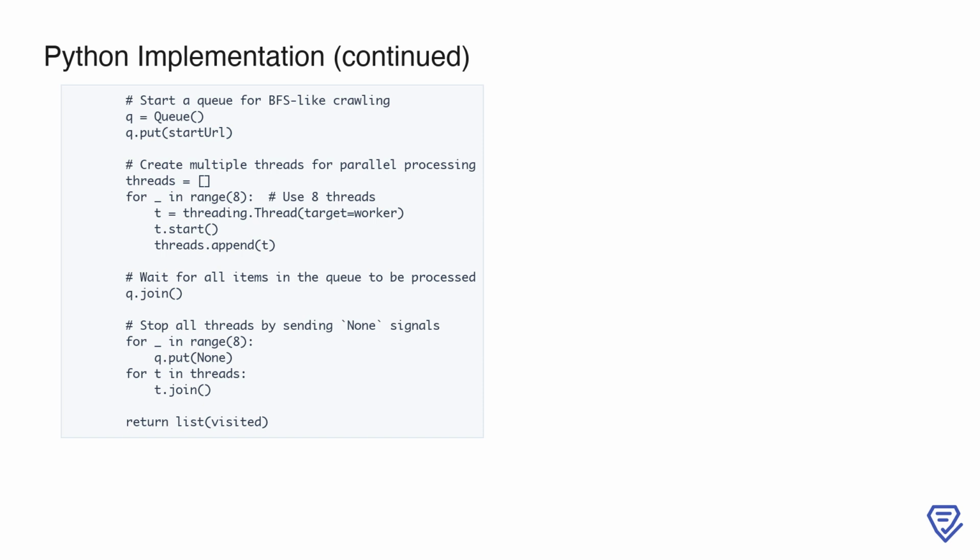Once all URLs have been processed, signaled by the queue being empty, we send a None signal to each thread to indicate that they should stop. Afterward, we join all threads to ensure they have finished executing completely. Finally, the method returns a list of all the visited URLs, which represents the result of the crawl. This implementation efficiently leverages multi-threading to perform web crawling while ensuring thread safety and restricting the crawl to a single domain.